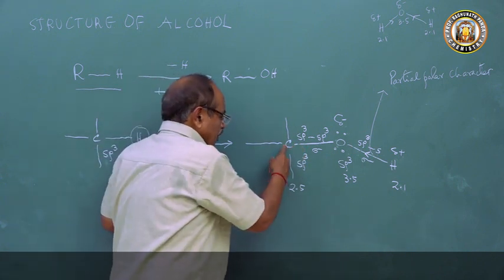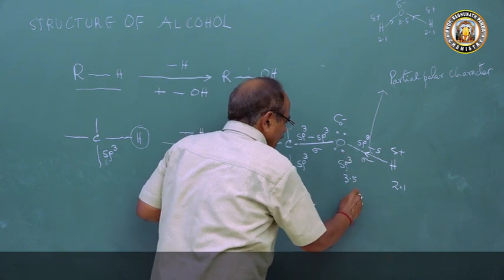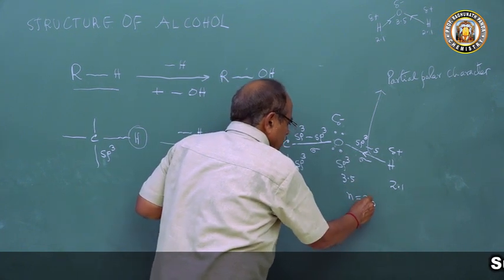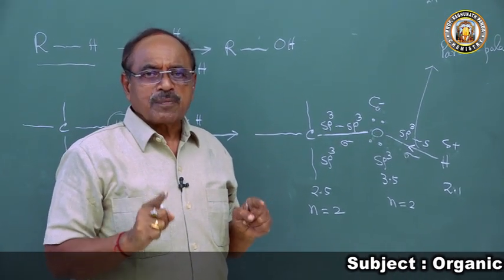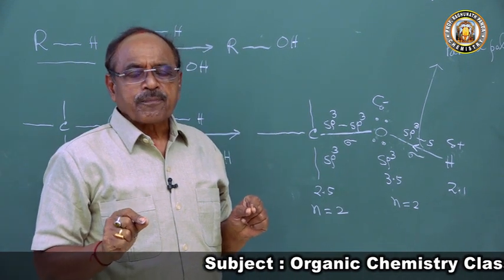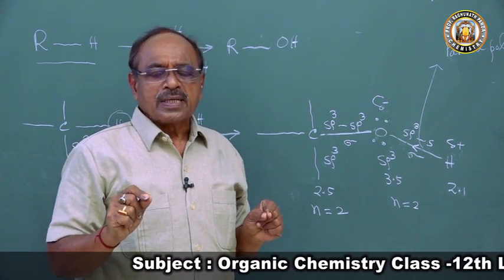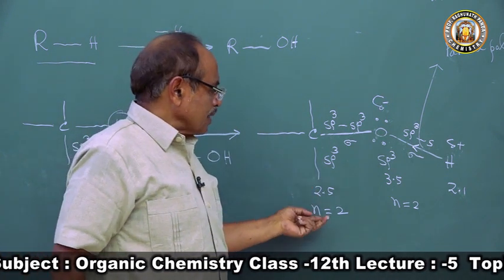What is the principal quantum number of carbon? n is equal to 2. And what is the principal quantum number of oxygen? n is equal to 2. So when two atoms take part in bond formation and they have the same principal quantum number, then the bond formed is always a strong bond, because both of them have the same principal quantum number.